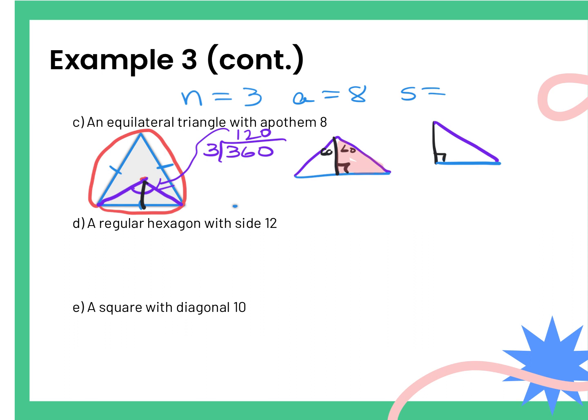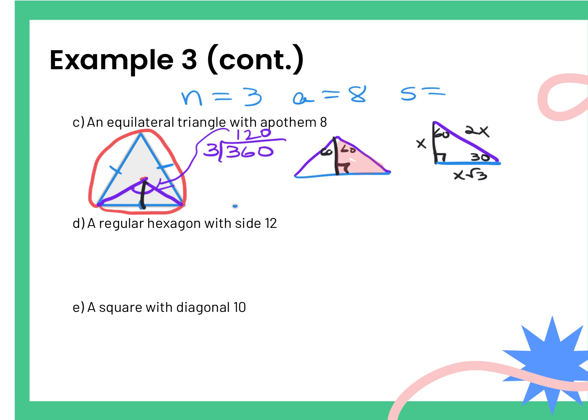So I've got my 30-60-90 triangle again. Remember, this is x, this is x square root 3, and this is 2x. Remember, what we're looking for is the side length, and that side length is going to be this x square root 3 times 2.